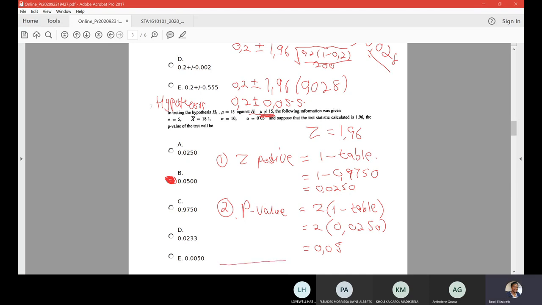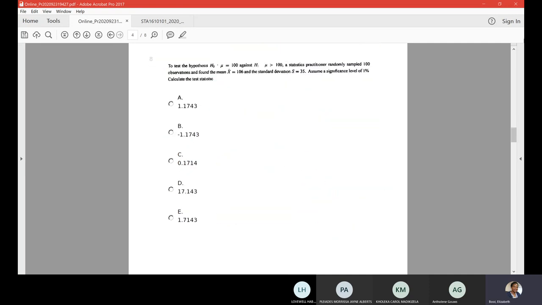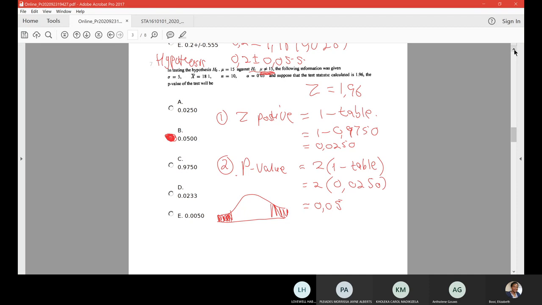Because when we have a two-tail test, we are interested in only those small areas there. Both combined areas of 1.96 give us the p-value. So this side will be 0.0250, and this side also will be 0.0250, but we need to combine them because the p-value is one value. So we combine both of them, and that is why we multiply by 2.